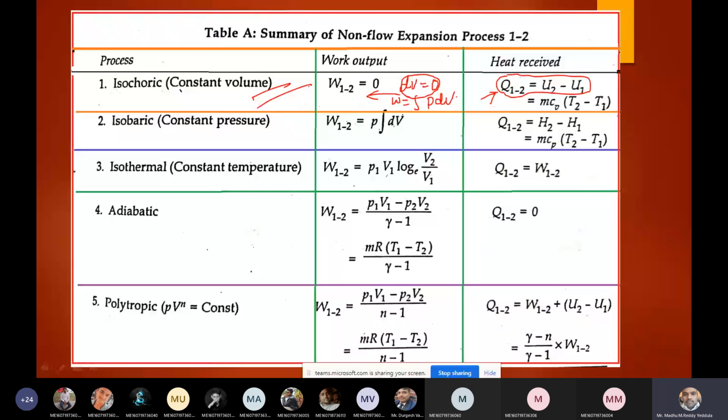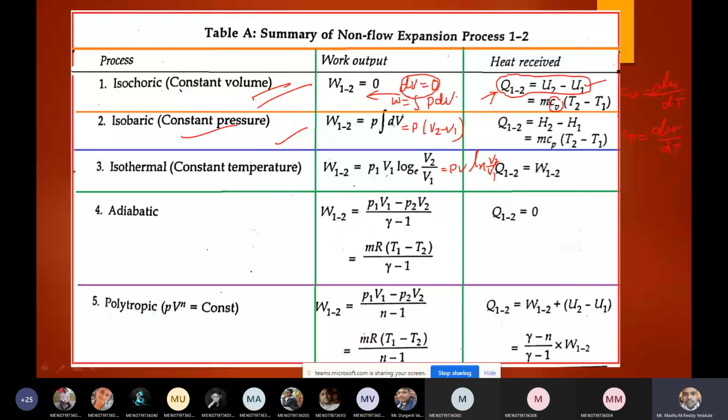Next, we discussed the isobaric or constant pressure process. For that, W equals the integral of P dV, that is P into V2 minus V1. And the heat supplied is H2 minus H1. From the constant volume process, we define specific heat at constant volume, Cv, equal to du by dT. And from the constant pressure process, we defined enthalpy, and Cp is equal to dH by dT. Then for the isothermal process, work done equals PV log V2 by V1, which can also be written as PV ln V2 by V1.